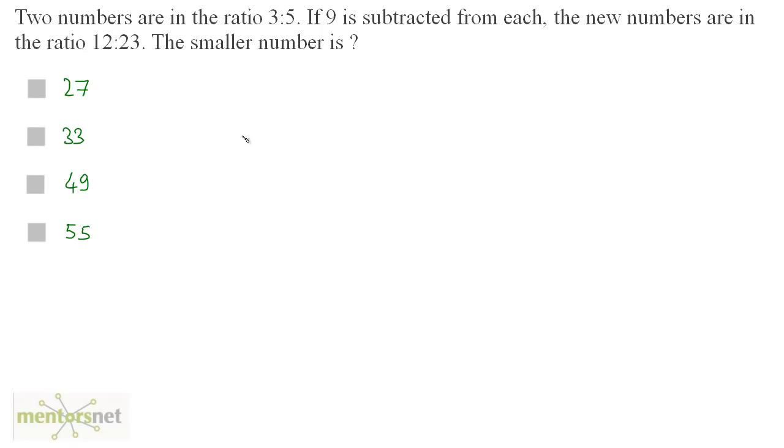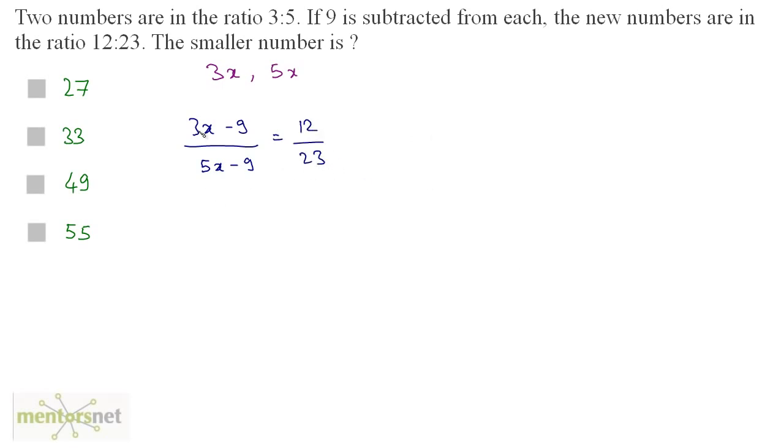Two numbers are in the ratio of 3:5. If 9 is subtracted from each, the new numbers are in the ratio of 12:23. What is the smaller number? Well, the numbers are in the ratio of 3:5. So I can say that the two numbers are 3x and 5x, and x is a common factor between those two numbers. Now 9 is subtracted from each of these numbers and the ratio becomes 12/23. So 3x minus 9 divided by 5x minus 9 gives you 12/23.